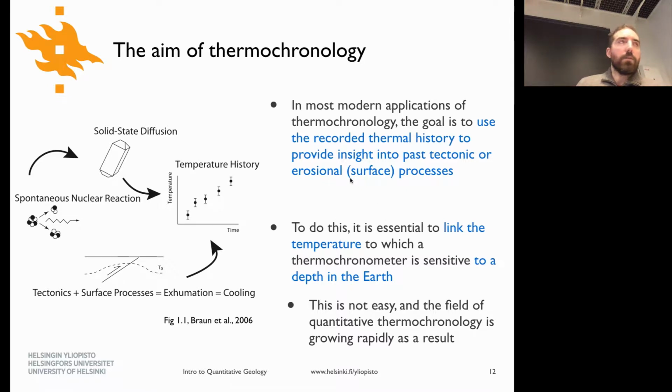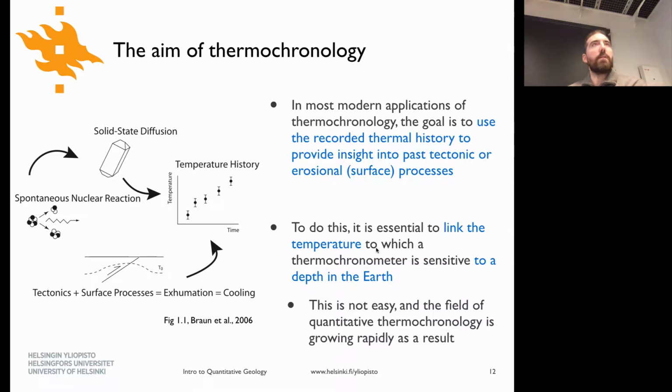But the basic idea here is we want to use this temperature history, the time since the rock was at a certain temperature, to tell us something about past tectonic activity or past erosional activity. The key thing then becomes connecting this temperature with some depth in the Earth. If this mineral says it's 10 million years since it was at 100 degrees, that's useful. But if I can figure out how deep 100 degrees was, now I can start to say how fast that mineral came up to the Earth's surface. And then you can begin to relate that to rates of erosion or tectonic activity.